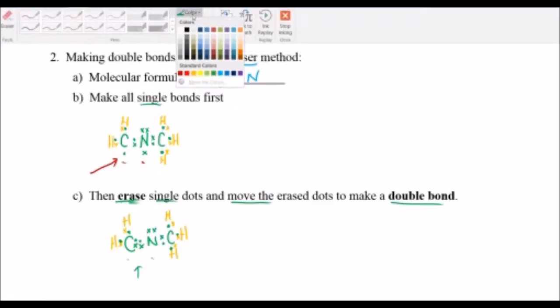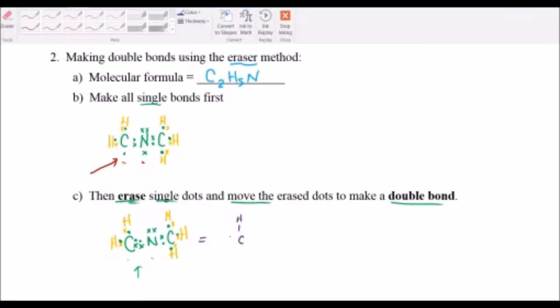I'm rewriting this structure as a line structure. H-C-C with a bond to the H on top, bond to the H on the left. That's this part right here. A double bond to the N that's in the middle, which has a single bond to the other carbon, which has 3 bonds, like so. That's the line structure that corresponds to this dot structure that has a double bond.